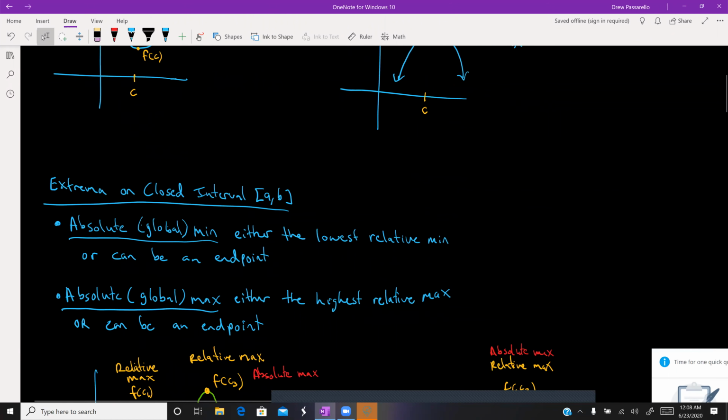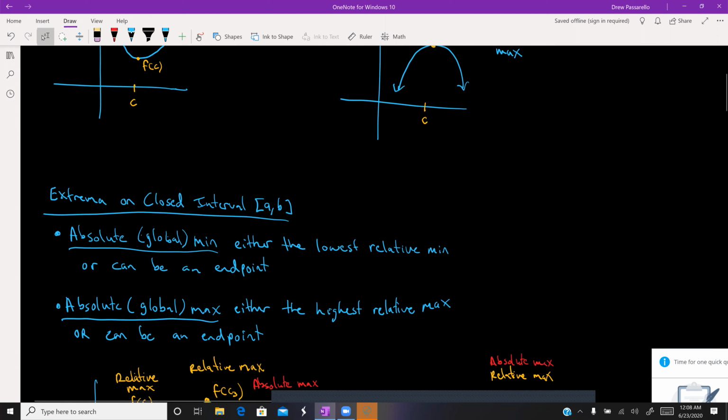Now extrema on a closed interval [a, b], you're going to have something called an absolute min and an absolute max, or sometimes called global min or global max. Now there could be multiple relative mins and there could be multiple relative maxes to the graph if you're looking not at a narrow scope, but just at a wider interval.